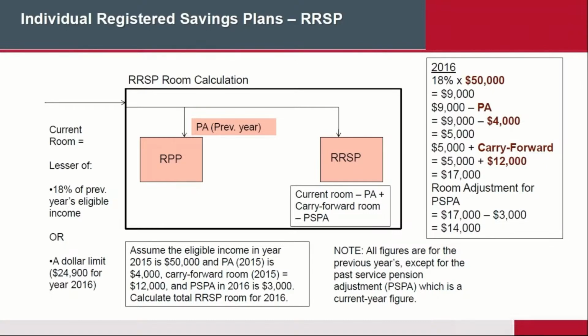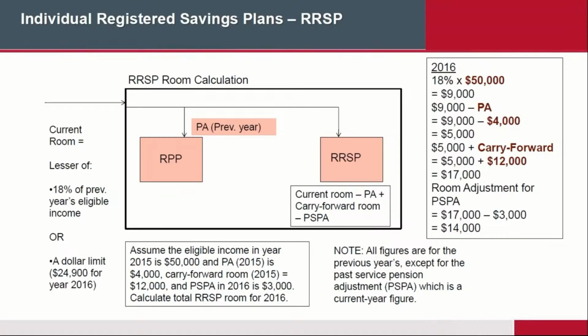So it's minus your PA, okay? Also, your PSPA, past service pension adjustment. So in this case, it's $3,000 for the past service pension adjustment, okay?